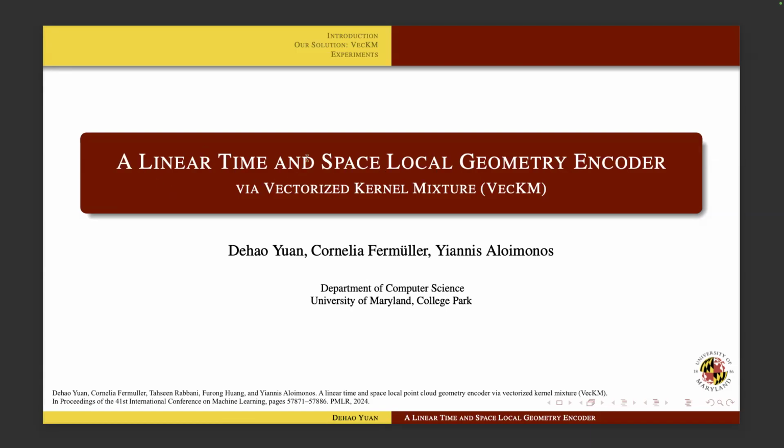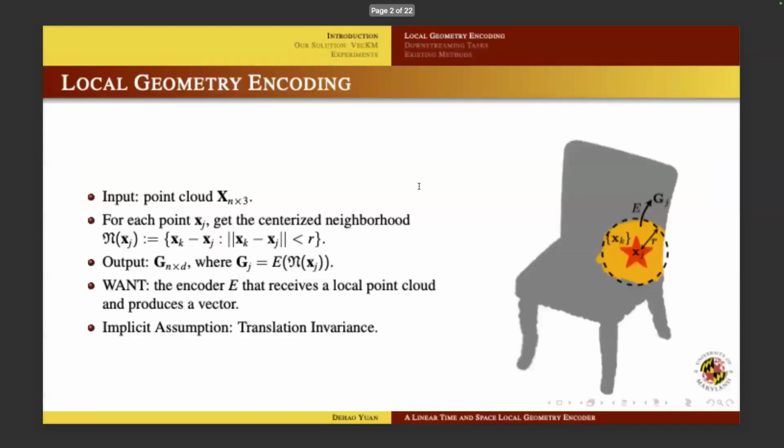So here I would first introduce what a local geometry encoder is, and then why it is important to have a linear time and space complexity. Let's get into the local geometry encoder. What is local geometry encoding? Here we are dealing with the input type of point cloud. A point cloud is a collection of three-dimensional points. As you can see here, this is a matrix M by 3.